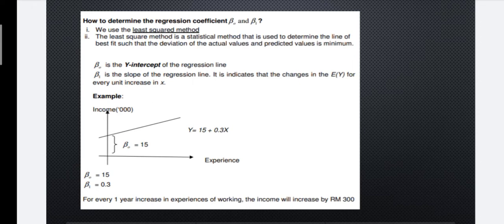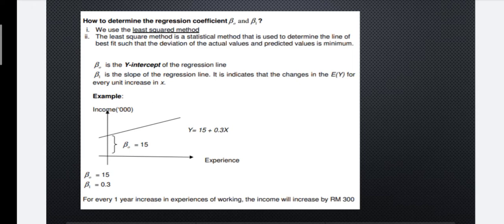Slope ni adalah indicate that the changes in the mean of y for every unit increases in x, because we know that y depends on x. So in every unit increase in x, y will also increase, okay, by beta 1 value.